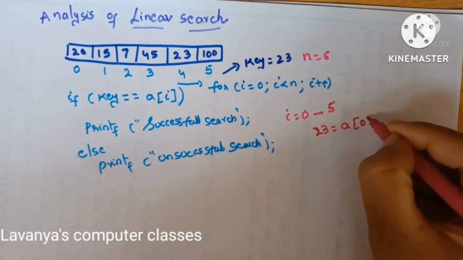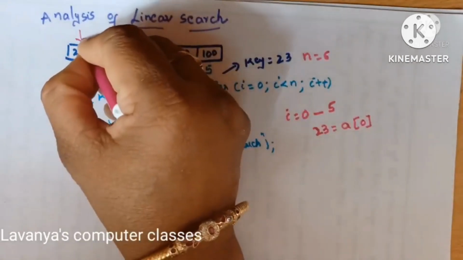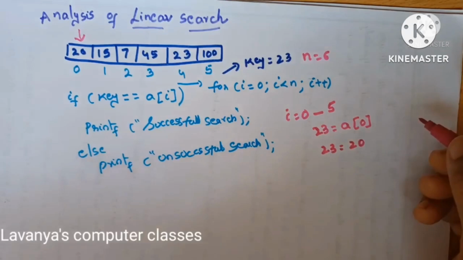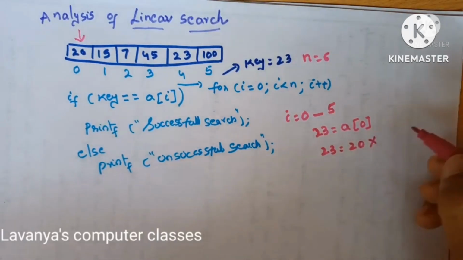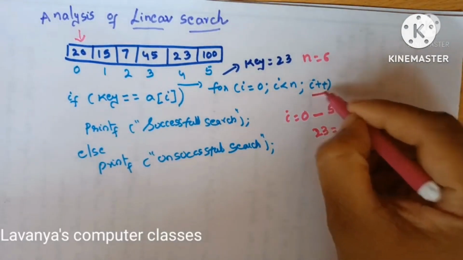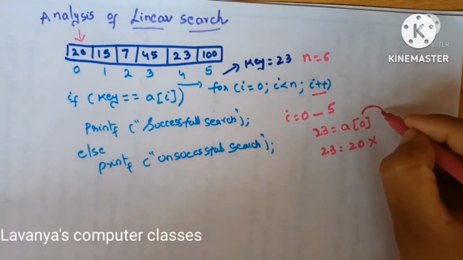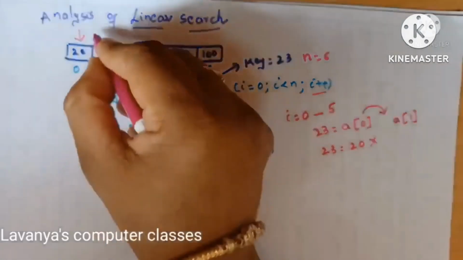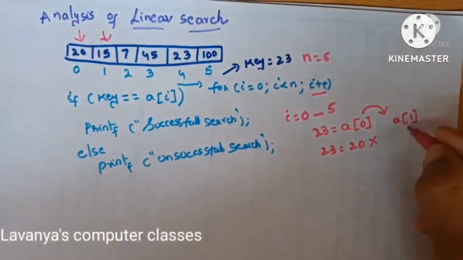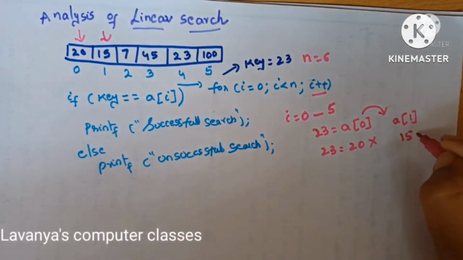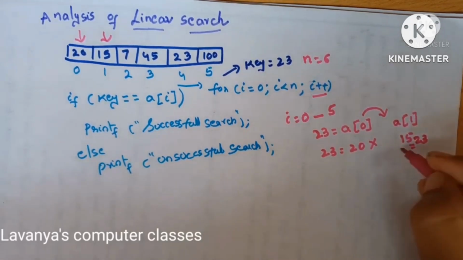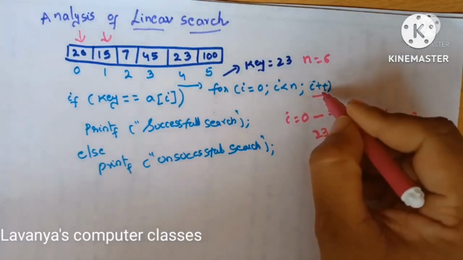First, key element 23 is equal to a of 0? What is a of 0? A of 0 means 20. So 23 equal to 20? Is it true or not? It is false. So then we go for I plus plus. I value was 0, now it is incremented to 1. A of 1 is 50, and the key element is 23. Is 50 equal to 23? No, this is also wrong. Then again I plus plus.